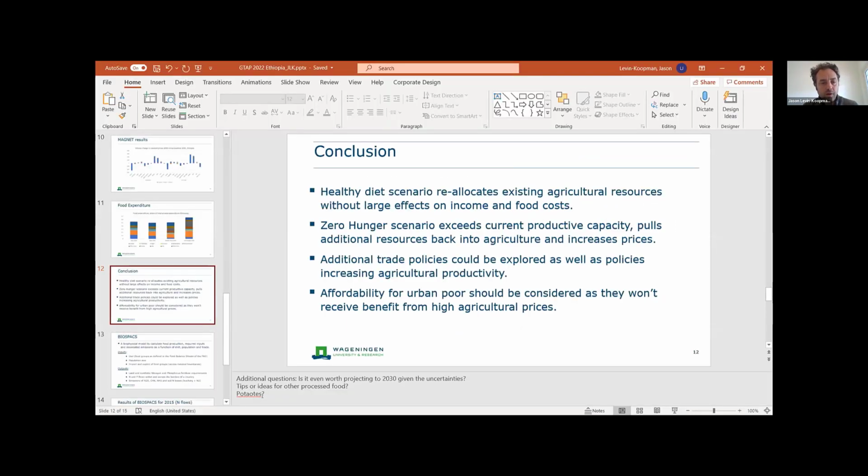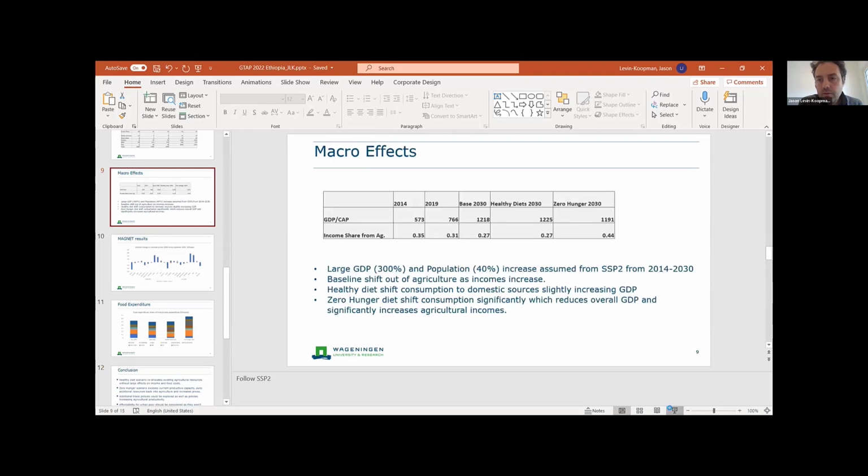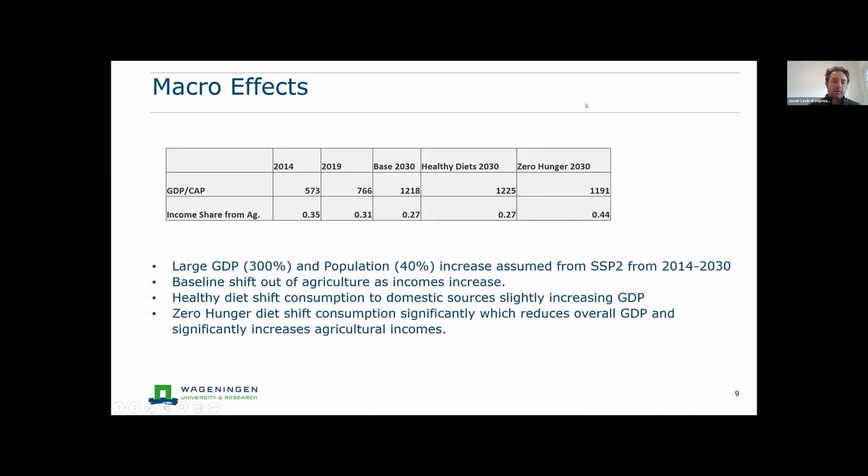And then just to throw actually a few things into the group, particularly this macro effect in this baseline SSP2 that we're using as a baseline to explore this.